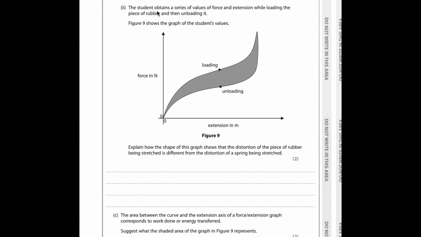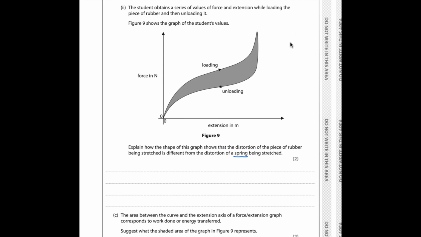Part 2. The student obtains a series of values of force and extension while loading the piece of rubber and then unloading it. Figure 9 shows the graph of the student's values. So the force is up the sides as he's loading it, and it shows you the extension, and then as he's unloading it, it comes down a different way. Explain how the shape of this graph shows that the distortion of the piece of rubber being stretched is different from the distortion of a spring being stretched.